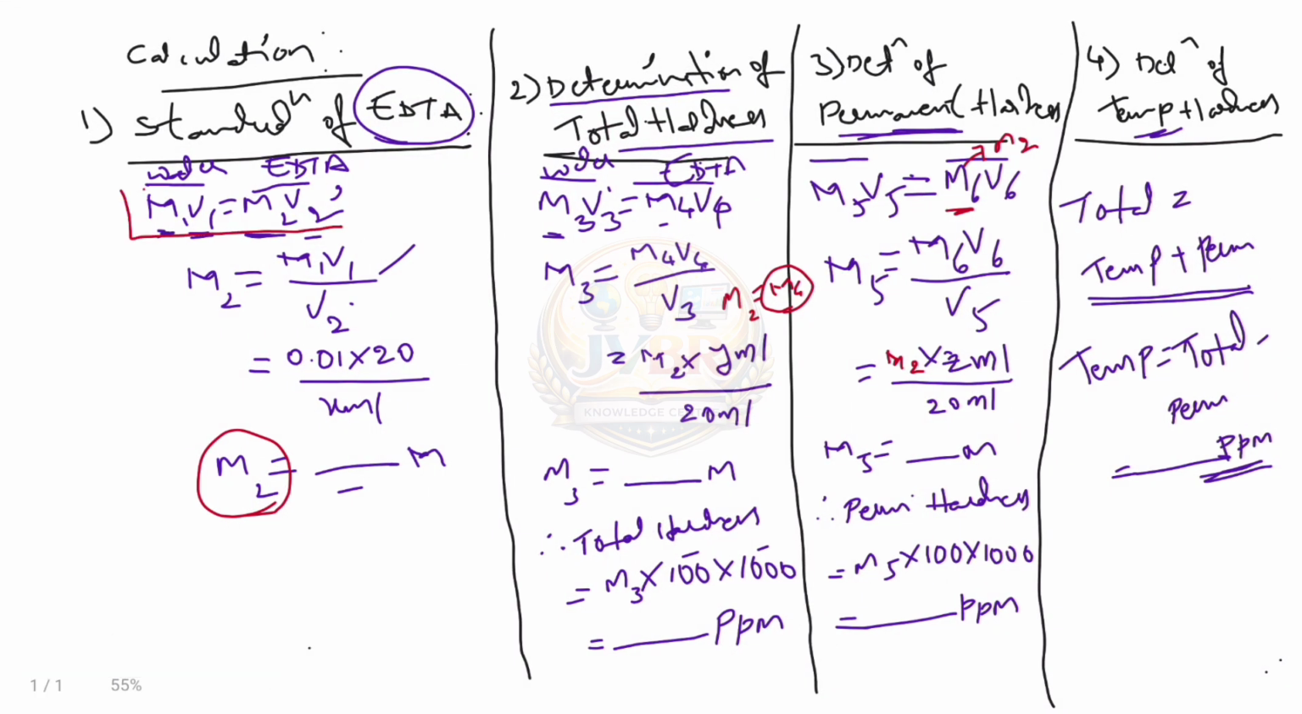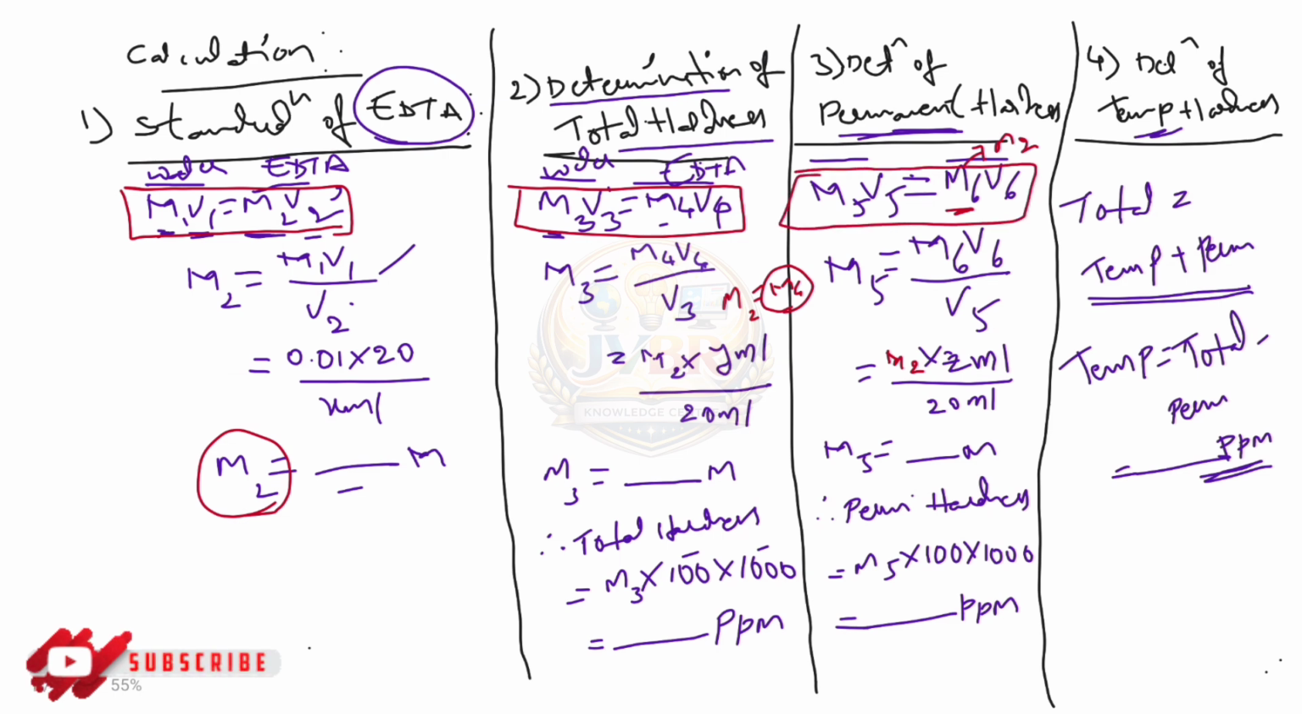When we observe the formulas, all of them are simple. For the first step, M1V1 is equal to M2V2. For the second step, M3V3 is equal to M4V4. For the third step, M5V5 is equal to M6V6. In the first step, we have to determine the concentration of EDTA. In the second and third steps, we have to determine the concentration of water. And to convert concentration into amount, multiply with 100 into 1000.